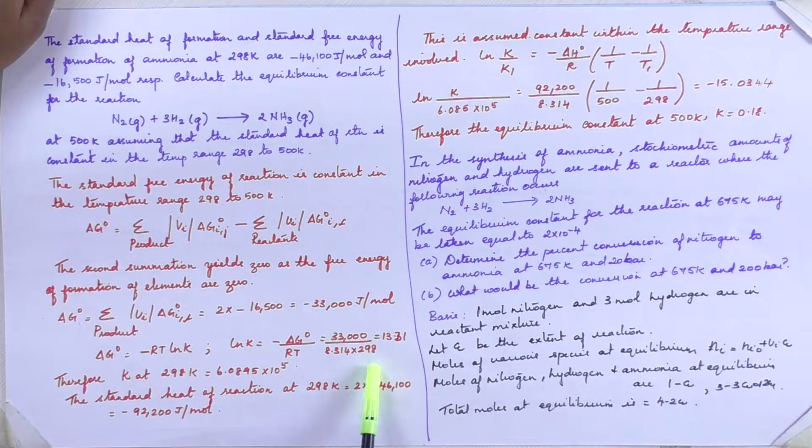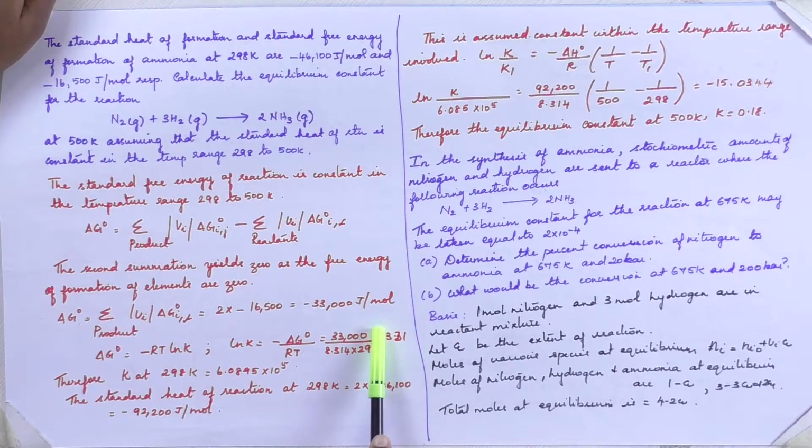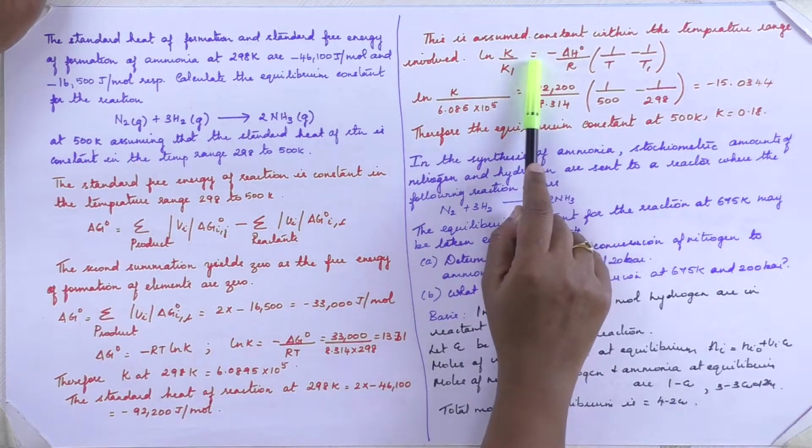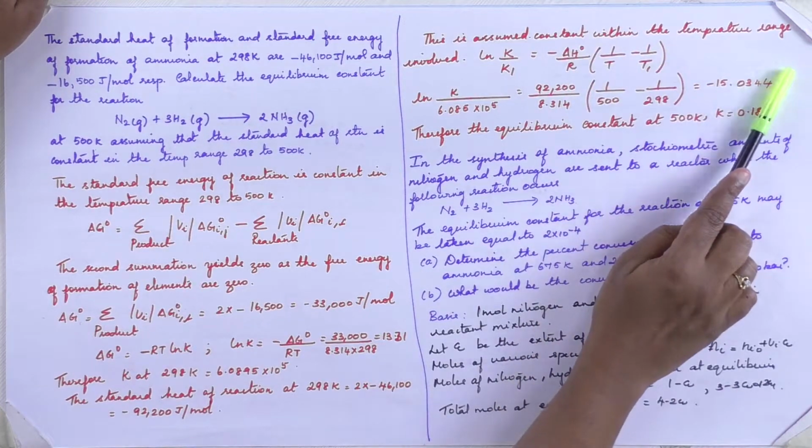When we substitute, we get the answer as 13.31, and therefore when we take the ln of this value, we get 6.0895 into 10 power 5. This is said to be the standard heat of reaction at 298 Kelvin, which is 2 into minus 46,100, and the standard heat of reaction is minus 92,200 joule per mole, and this is assumed constant within the temperature range.